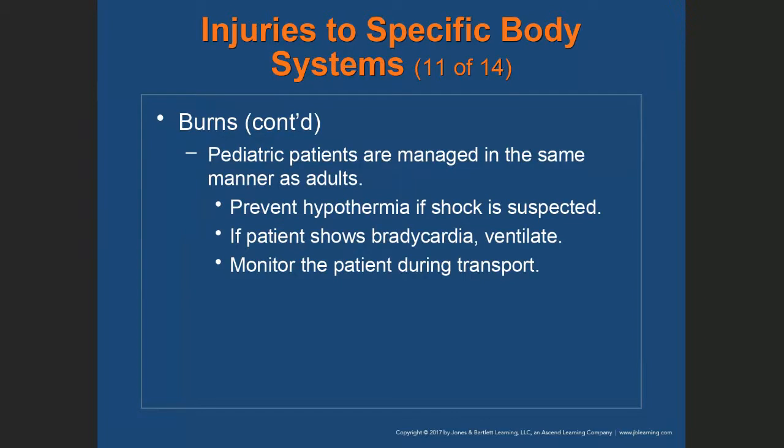Pediatric patients are managed in the same manner as adults when they have burns. Prevent hypothermia if shock is suspected. If the patient shows bradycardia, ventilate. And if it's an infant with bradycardia, or a newborn or neonate, chest compressions will be required. Monitor the patient during transport.